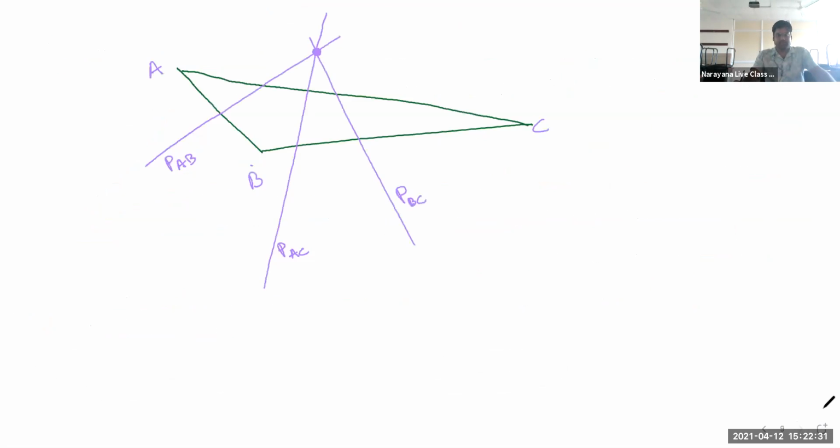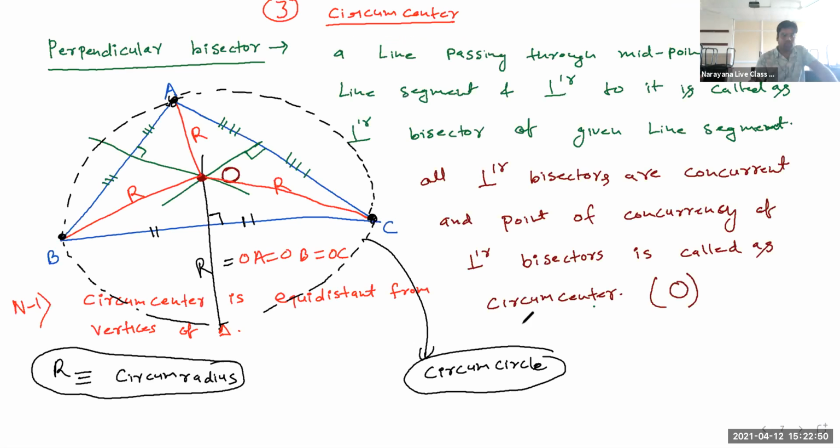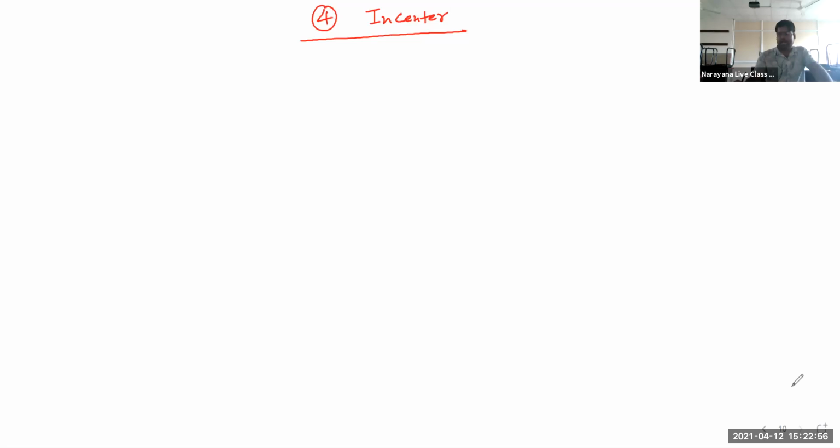The next point, the fourth one, is the incenter. The circumcenter is denoted by O and the orthocenter by H. And the incenter is denoted by the symbol I, capital I. First of all, to get to know about the incenter, you should know one thing.